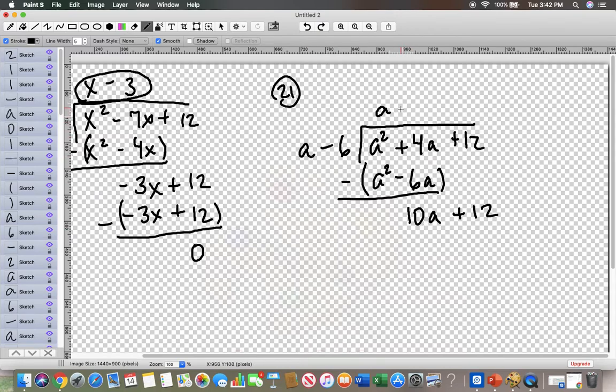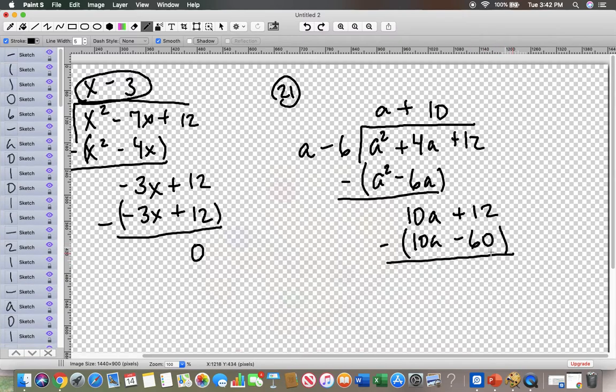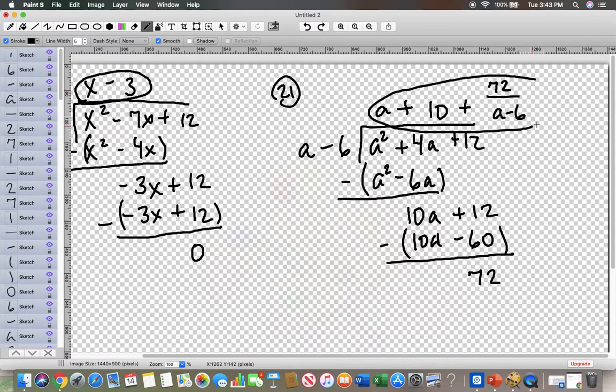10a divided by a, that's going to be a positive 10, because 10 times a is 10a. 10 times negative 6 is negative 60. Subtract these. 10a minus 10a is 0. 12 minus a negative 60 is 12 plus 60. That's 72. 72 is my remainder. So I have to add that on up here, but put it over the divisor. So this is my final answer here for number 21.